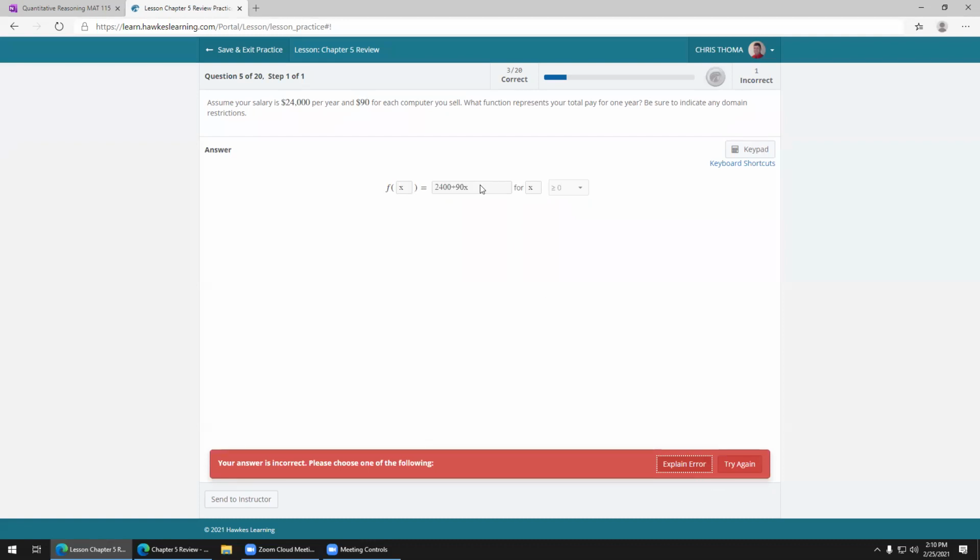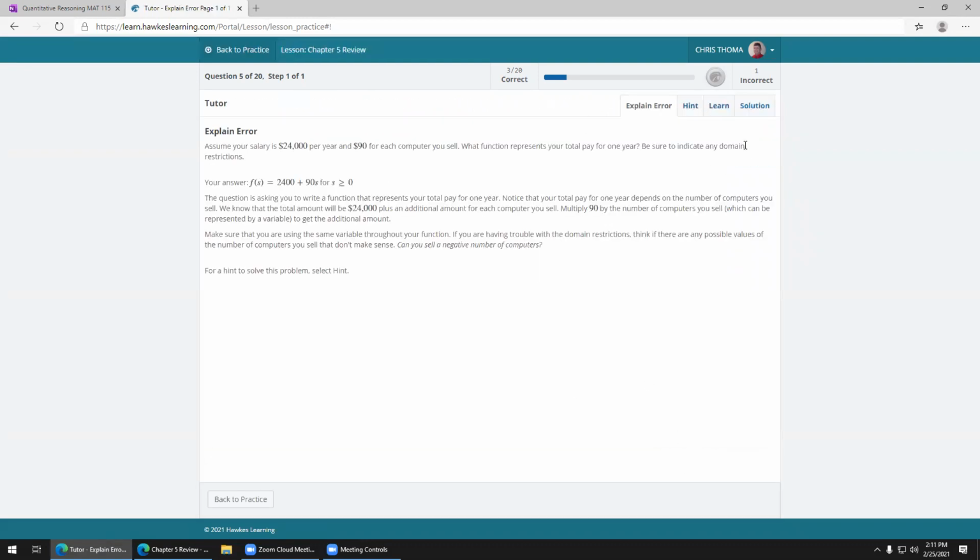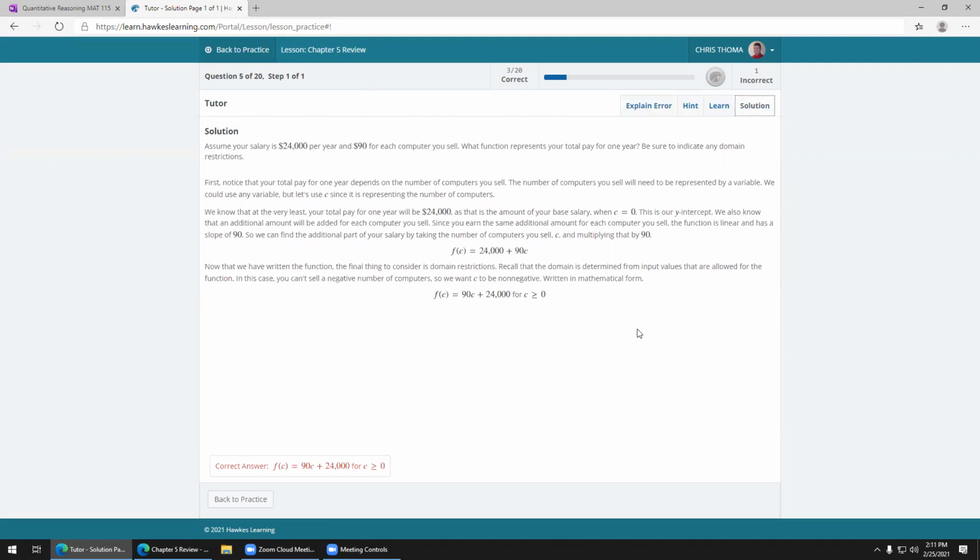What does it not like? Yeah, that's the main one. Right, what function do you want? I don't think I'm missing anything. So your salary is $24,000 per year. Write a function to represent your total pay for 1 year. Do they really want x to be s? Is that the only issue? Really? You wanted c?